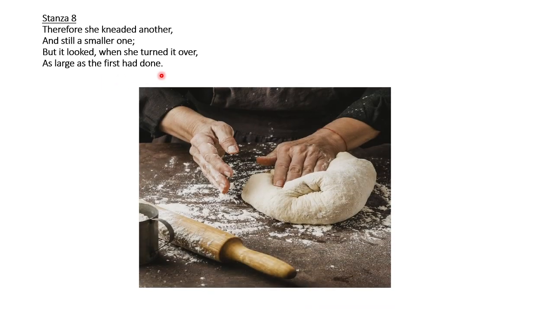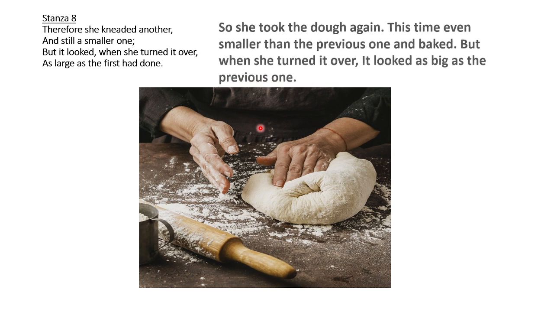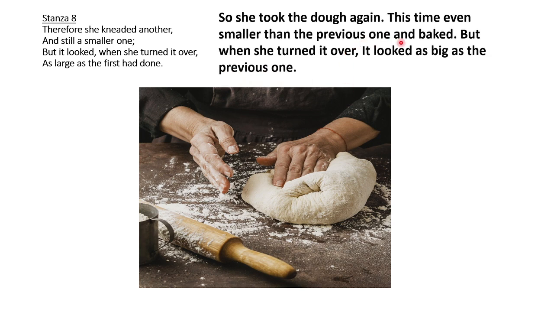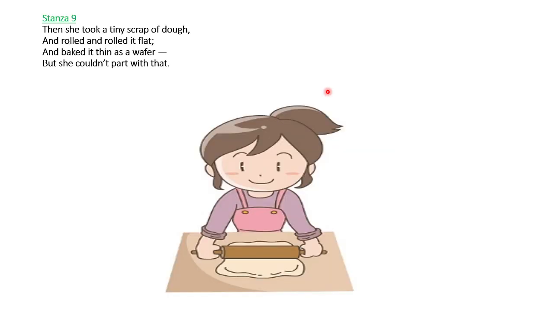But it looked, when she turned it over, as large as the first had done. So now the lady took the dough again, this time even smaller than the previous one, and baked. But when she turned it over, it looked as big as the previous one. So she was not even able to give the second cake to the saint.